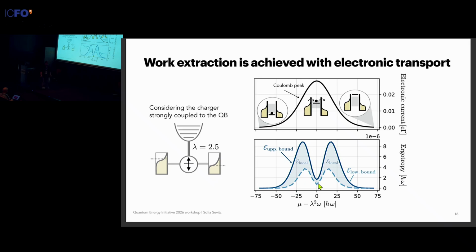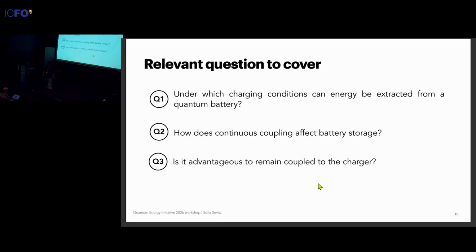Thank you, Sofia, for the talk. I have a few questions, and let me ask two. First of all, how many electrons are allowed to occupy the quantum dots? One at a time. Okay, that has been answered.